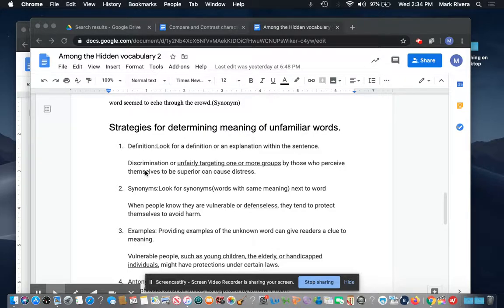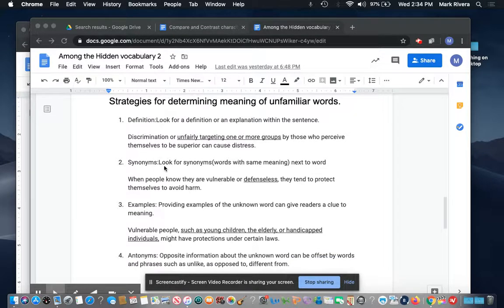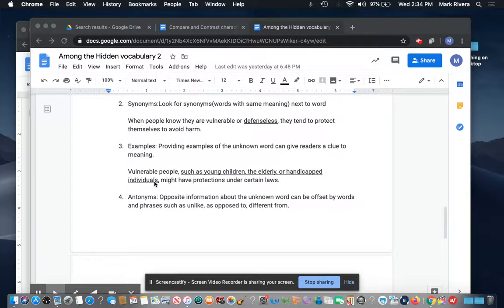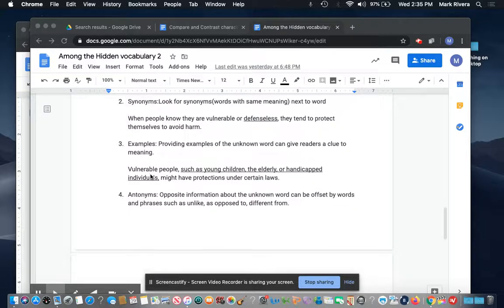So in this one here, I have discrimination or unfairly targeting one or more groups. This is the definition of that word, okay? Sometimes I'll have synonyms near the word. So it says when people know they're vulnerable or defenseless. Defenseless is a synonym for the word vulnerable. Sometimes you will see examples of the type, right? So it says vulnerable people, such as young children, the elderly, or handicapped individuals. So these here underlined are examples of what it means to be vulnerable.